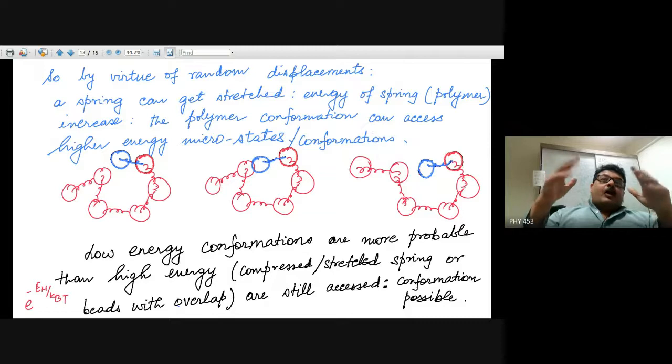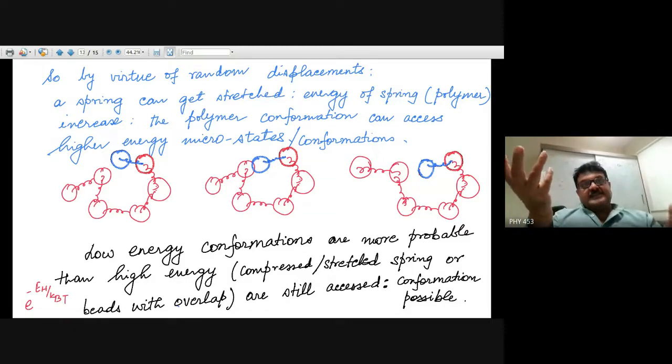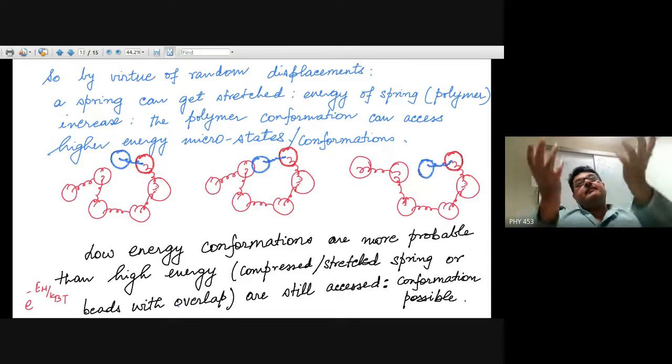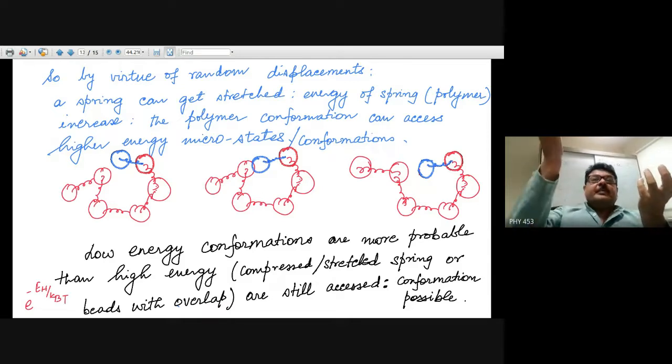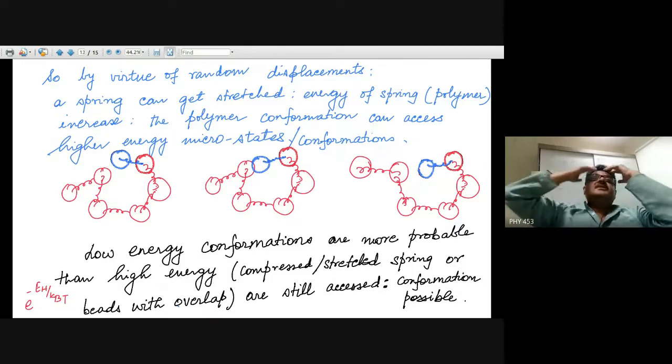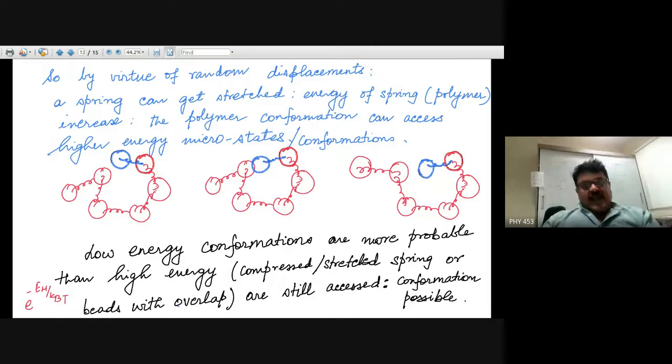It's a play between how much higher energy microstates can be accessed. That depends upon the competition between the potential energy and kBT. So if you increase the cavity, more and more higher energy conformations will be accessed easily, as in statistical physics. Whatever you are learning in statistical physics one, this is a visual implementation of various microstates being accessed.